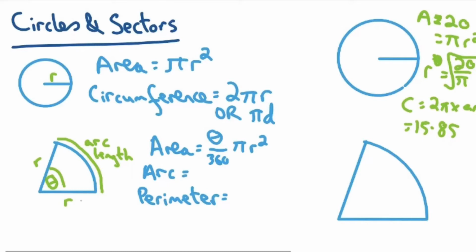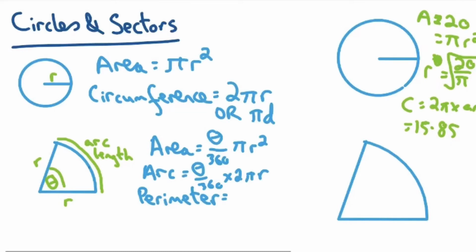So if the radius was 5, as kind of suggested up here with this one, and the angle, let's say, was 75, you'd have 75 over 360 times pi times 5 squared. For the arc, no longer the circumference. Circumference is only all the way around. For the arc, that's just the curved bit here. Again, it's going to be a fraction of what the full circumference would have been. Again, that fraction is going to be theta over 360, and then times 2 pi r.